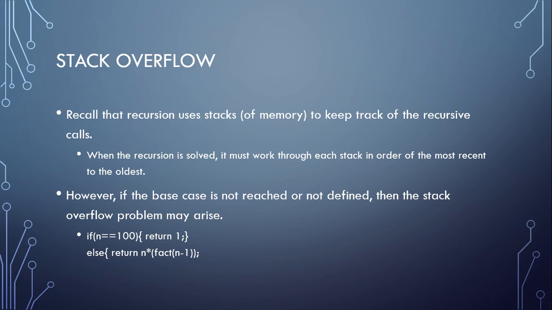However, if the base case isn't reached or not defined, then the stack overflow problem may arise. So if n equals 100, return 1. Else, return n times factorial n minus 1. Now this one, if you look at it, it says n equals 100, return 1. The issue with this is that this right here is never going to be true. 100 factorial is never going to be 1. So this base case will never be reachable.